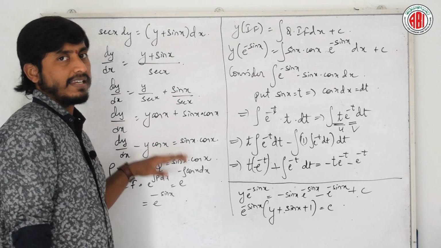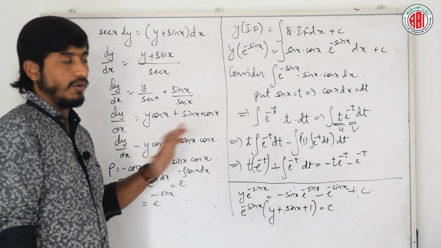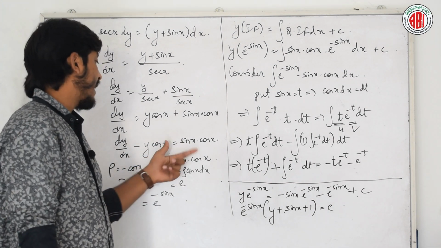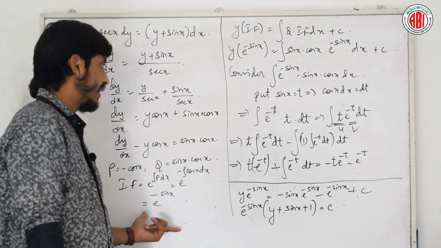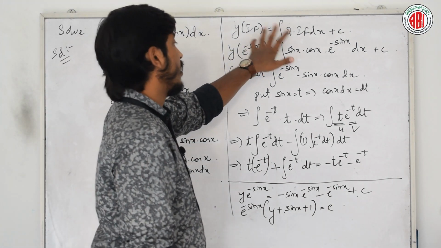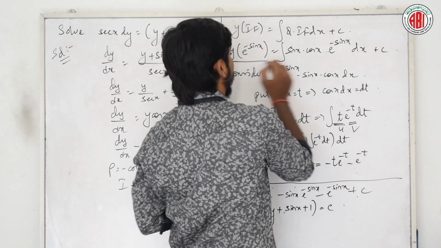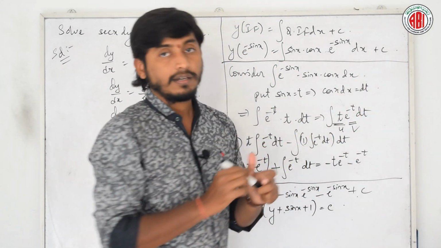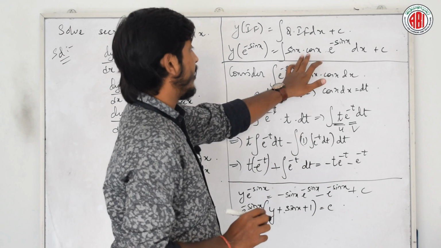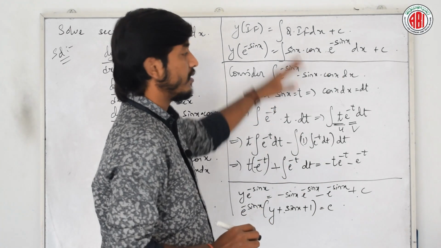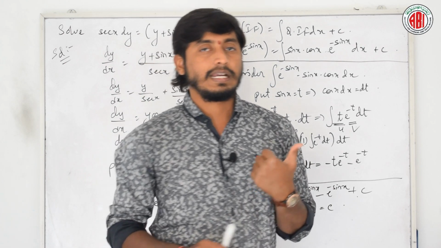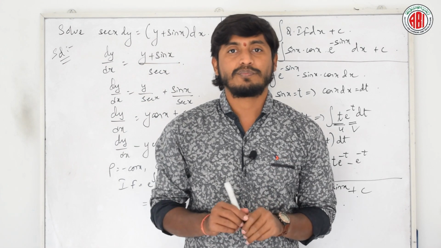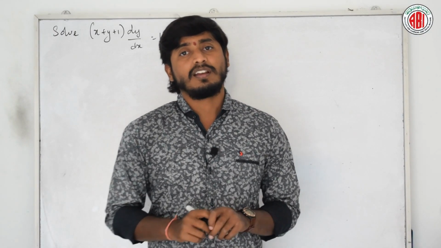So this is our standard dy by dx plus py is equal to q. However, p and q are in the form of x. So we'll find the integrating factor and we'll substitute in the formula. This is an extra part, isn't it? That is, in order to integrate this term, we will use a substitution method. Clear? Did you understand? Fine. Shall we move on to the next problem? Let's do. Look at the next question here.